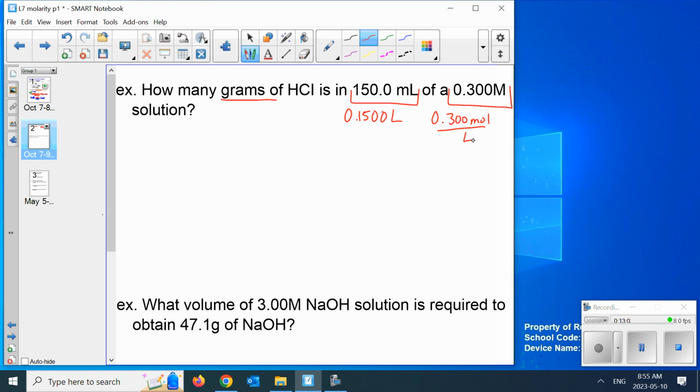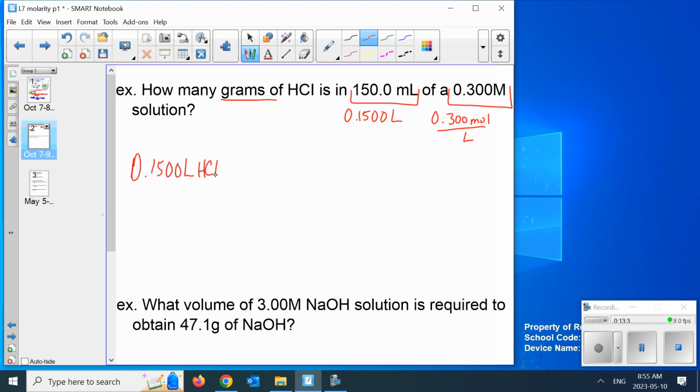This is a two-step calculation. Here's what we're going to do. We're going to start with the single item that's not a fraction. I keep saying that again and again. They're all different. I'm going to start with 150 mL of the HCl solution. So I'm going to write down, not 150, 0.1500 liters. Now I'm going to put down that it's HCl.